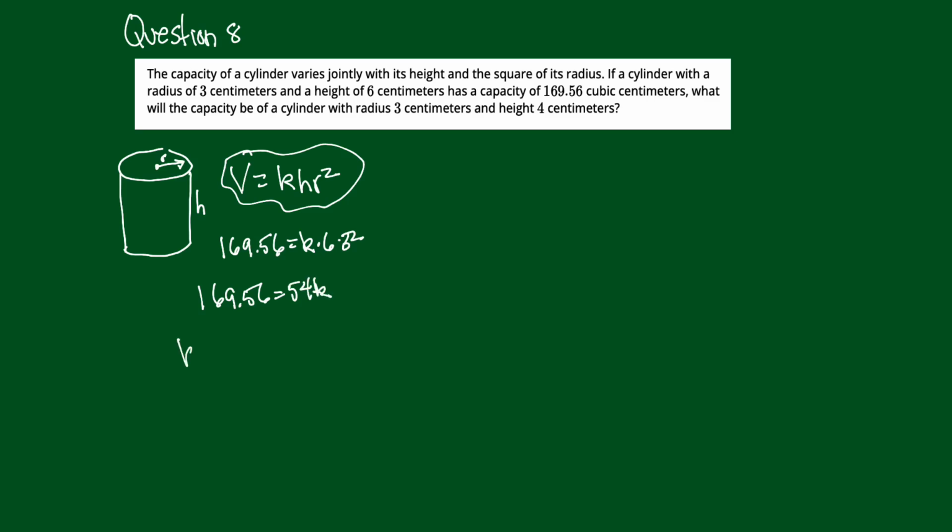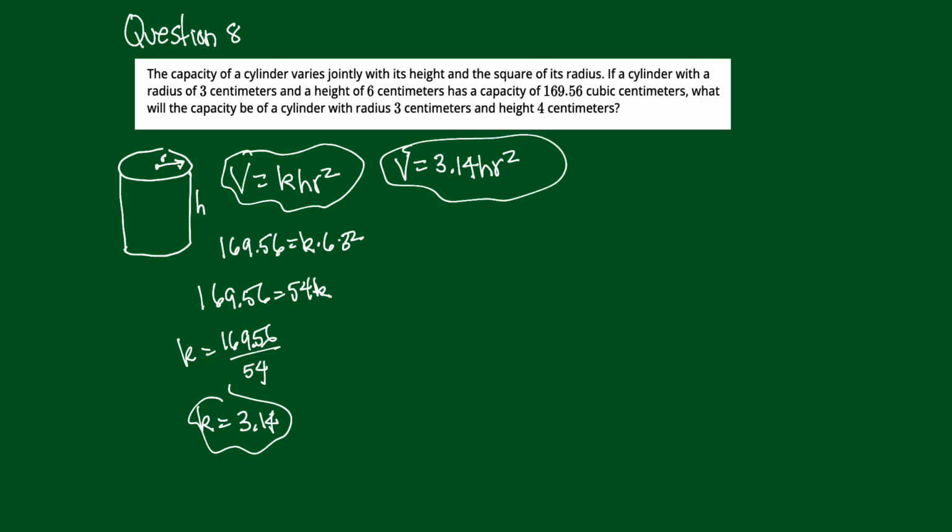So K is equal to 169.56 divided by 54. K equals, what do you know? Recognize that? 3.14. So here's our particular equation. V is equal to 3.14 H R squared.